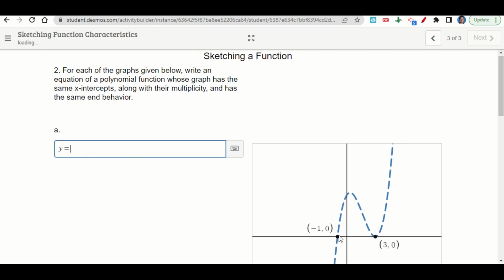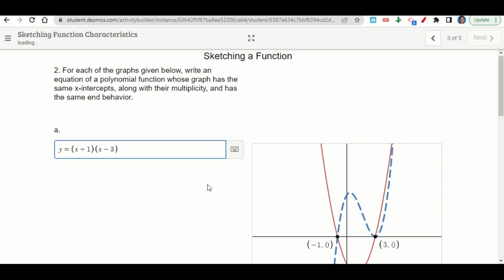Y equals, and then we're going to put it in parentheses, x, and we have an x-intercept at -1, so this would be +1. So now notice we have the cross through, and we have our function here that passes through right there. And then we're going to change this to be x -3. That gives me this shape here, and notice my x-intercepts are in the right place.